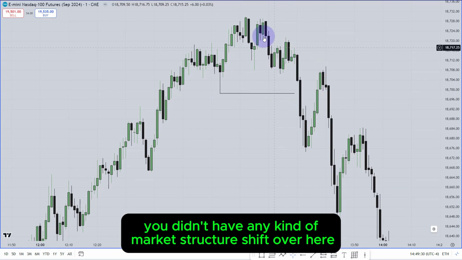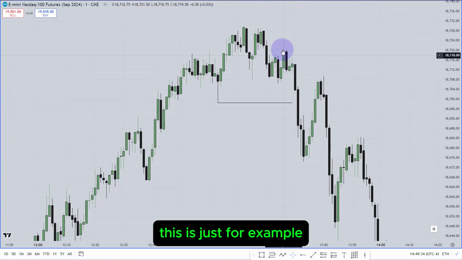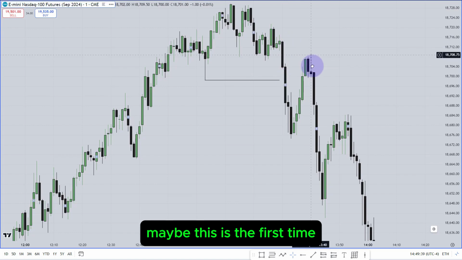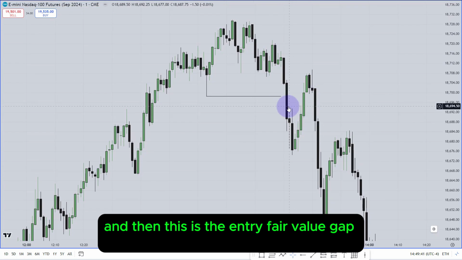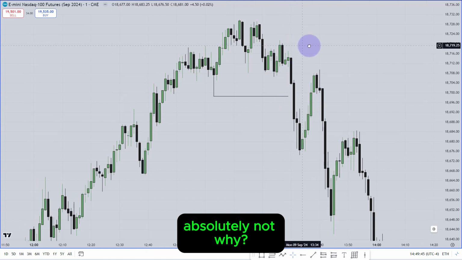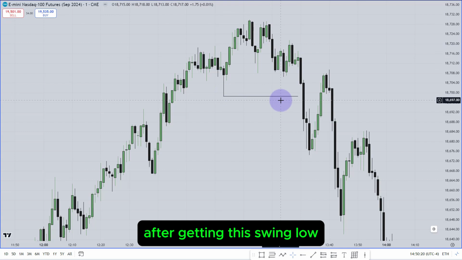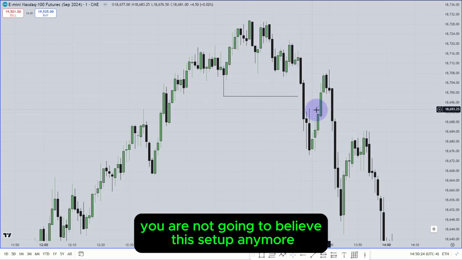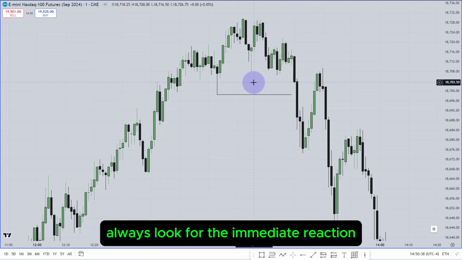Until this one, you didn't have any kind of market structure shift over here. This is just for example. Maybe this is the first time you got the market structure shift, and then this is the entry fair value gap, this is the breakaway gap. Are you going to take this entry? Absolutely not. Why? After getting this swing low, if it takes too long to shift the market structure, you are not going to trade this setup anymore. Always look for the immediate reaction.